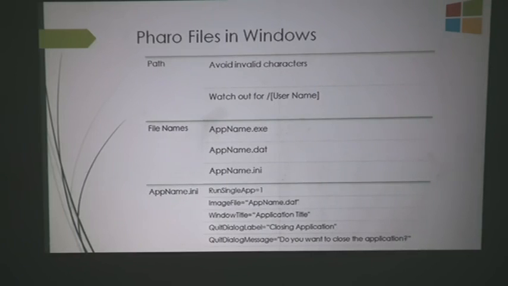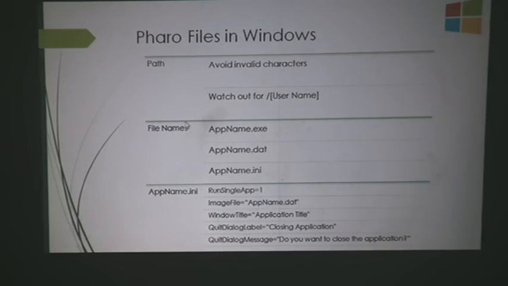Some other things in Windows. Remember to avoid invalid characters in the path. Some of my users had weird names with, I know, things that were not supported in Pharo when reading from the disk. So if the user goes to, I know, username/downloads something and starts the application there, sometimes it wouldn't work. Remember that, at least until we have better support for that in Pharo.